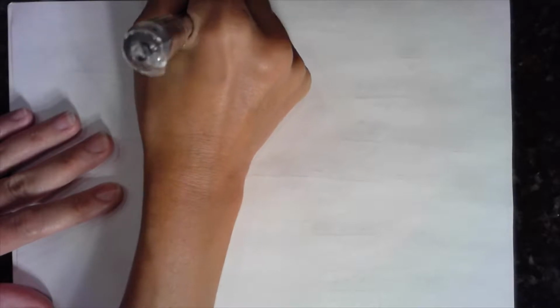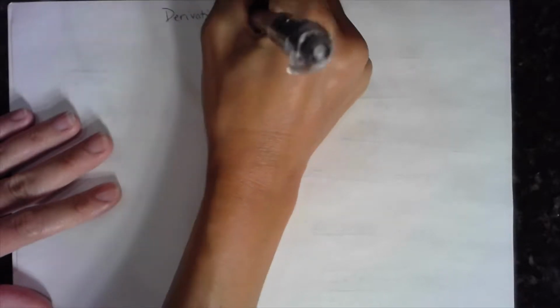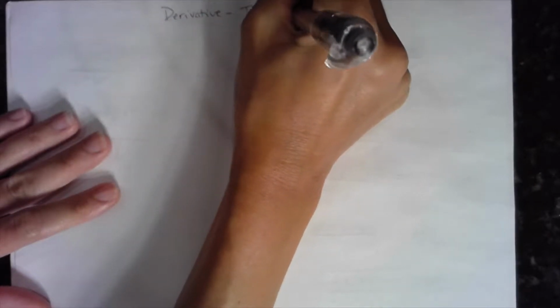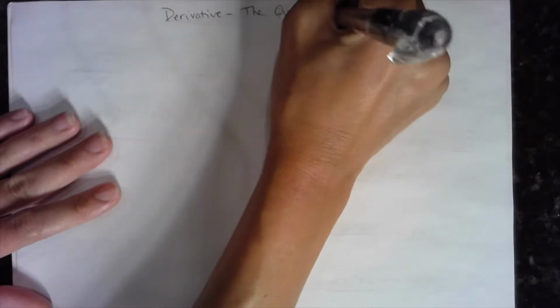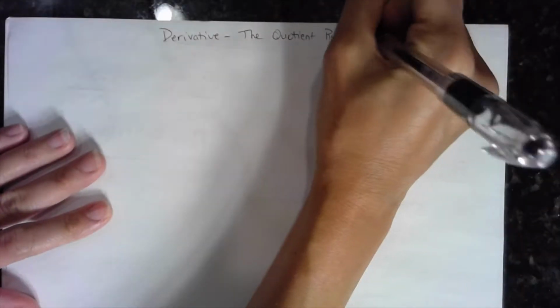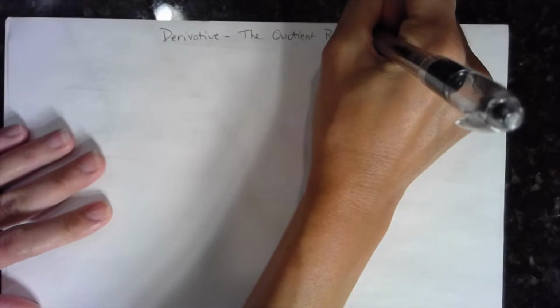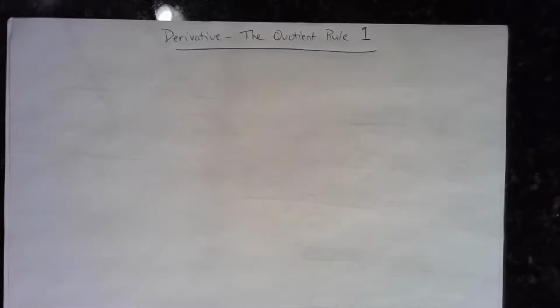Hi everybody, I'm back. This is Professor J, and we're going to do a derivative, this time using what's called the quotient rule. I'm going to call this quotient rule 1, the first video, because it's going to have more basic examples, and quotient rule video number 2 will have more difficult examples that include the chain rule.